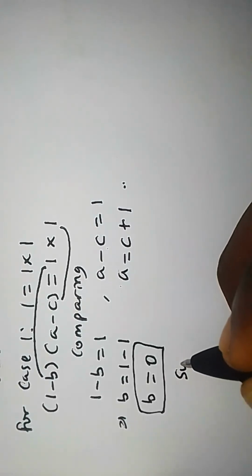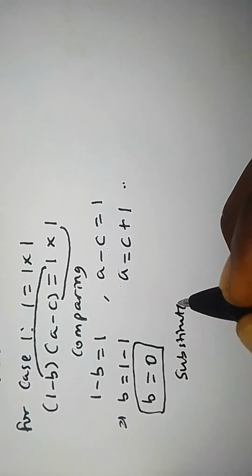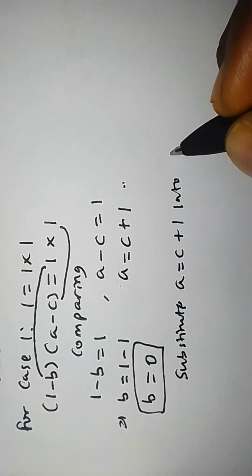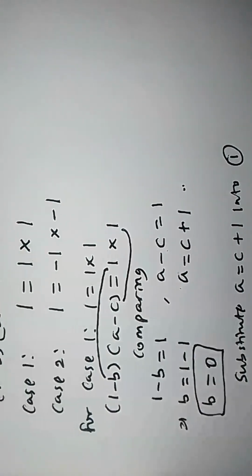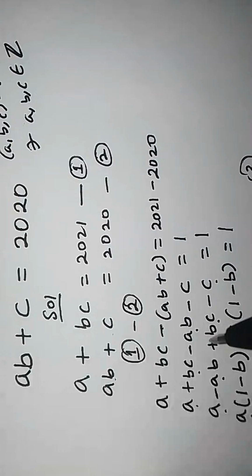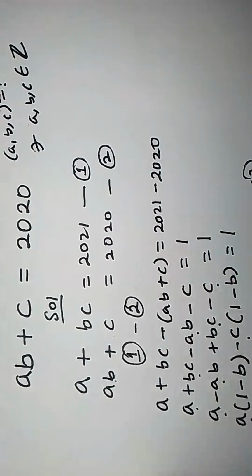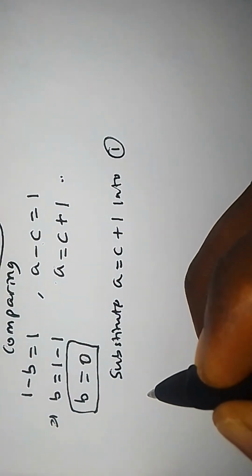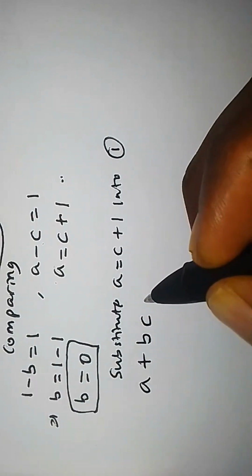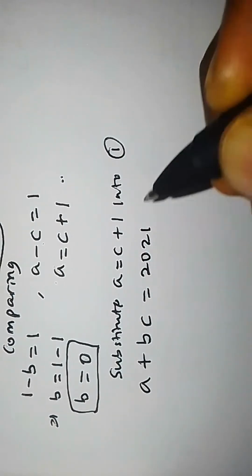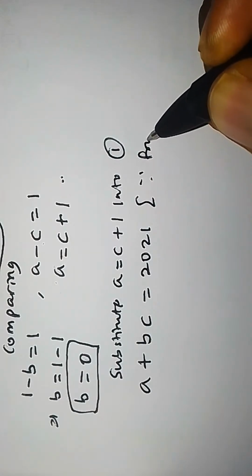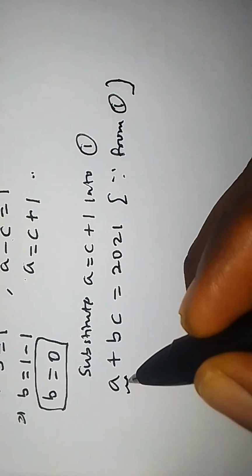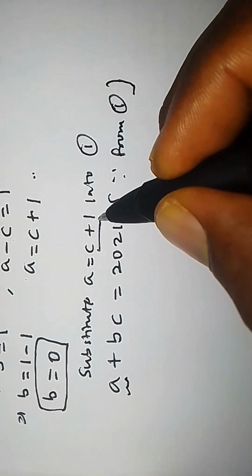So substitute A equals C plus 1 into equation 1. Let me show you equation 1. This is equation 1. A plus BC equals 2021. So let us put that down. A plus BC equals 2021. This is equation 1. So, in place of A now, we will write C plus 1.